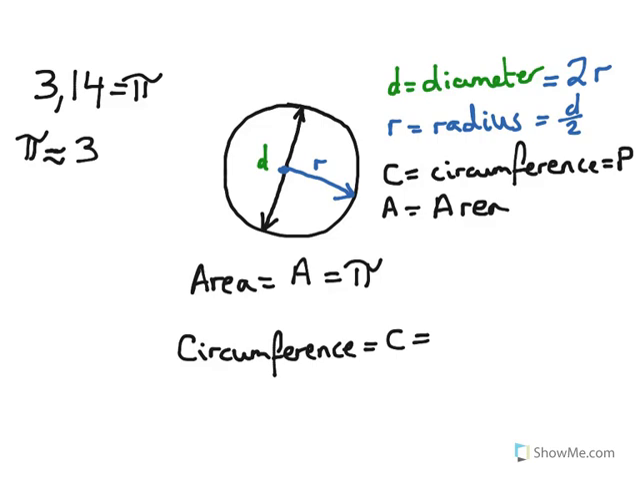The area of a circle is defined as the number pi multiplied by the radius squared. That means pi times radius again.